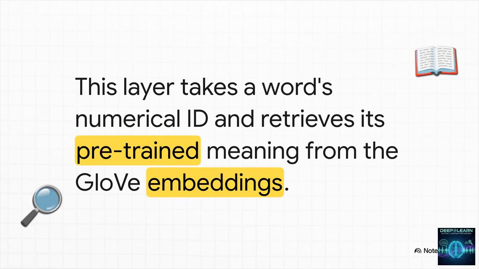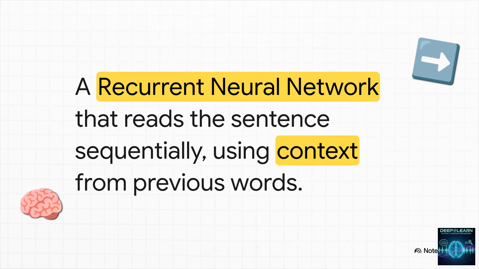So the first layer that our data hits is the embedding layer. You can think of it like a receptionist. It takes the numerical ID for a word, looks it up in that giant GloVe dictionary we gave it, and pulls out the rich, complex meaning of that word. It basically turns a simple number back into a meaningful idea for the model to work with. Next up is the real powerhouse of our model, the LSTM.